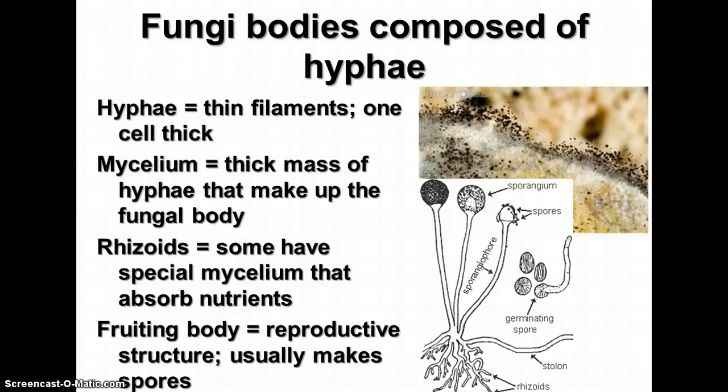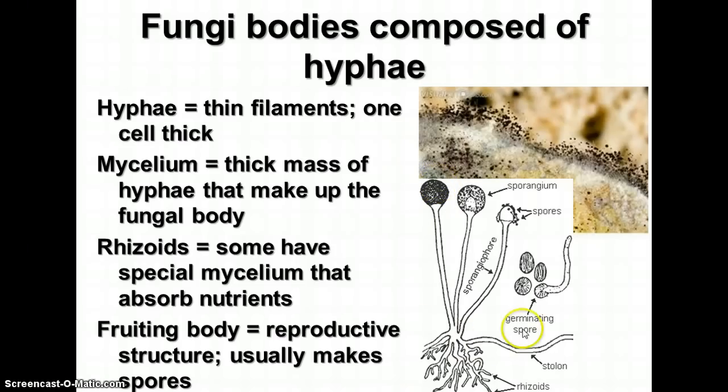There are special mycelia that are kind of anchoring mycelia called rhizoids. They're kind of like roots. They're specialized to absorb nutrients and to help anchor the fungus to the surface that it's living on. And then there are fruiting bodies, which are reproductive structures that make spores. In the bread mold that you see here, the black dots are not spores themselves, but sporangia. A sporangium is a spore-bearing body. It makes hundreds of spores that as they mature will be released to grow into new fungi.